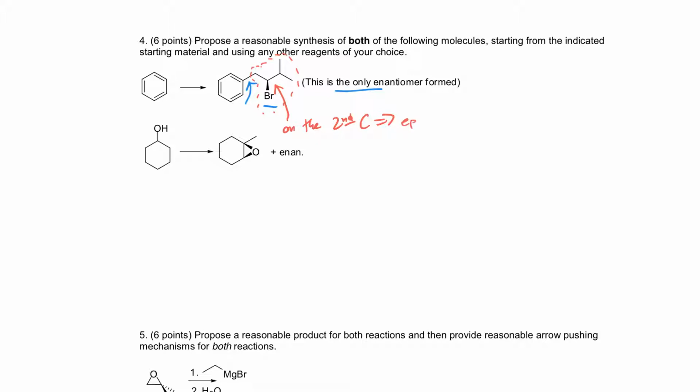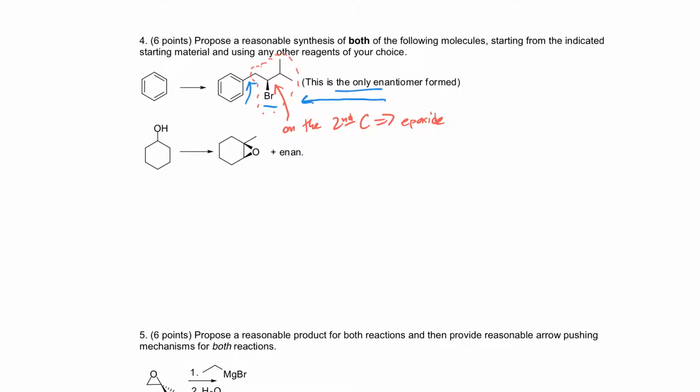This is a good hint that I need to use an epoxide. I can ring open an epoxide with a strong nucleophile and obtain an OH group on the second carbon of what used to be the epoxide. I know how to turn an OH group into a Br. So let's draw my target molecule.